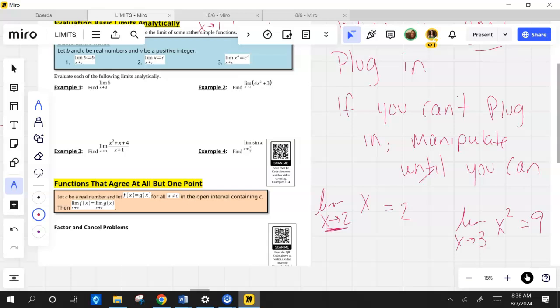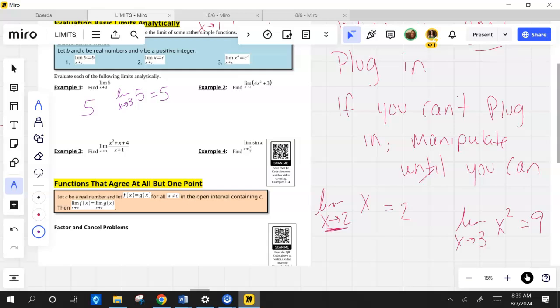So, look at example 1. 5, right? Why is it 5? The limit as x approaches 3 of a constant is the constant itself. 5. It's always going to be 5. It doesn't matter what you approach, you're always 5, from the left and the right. So 5, right? Does that make sense?